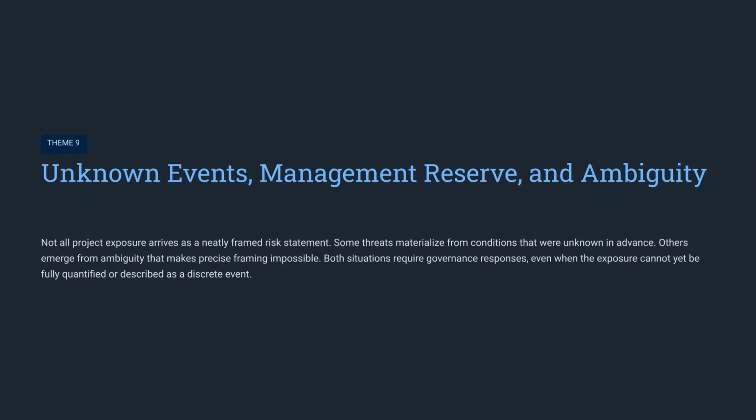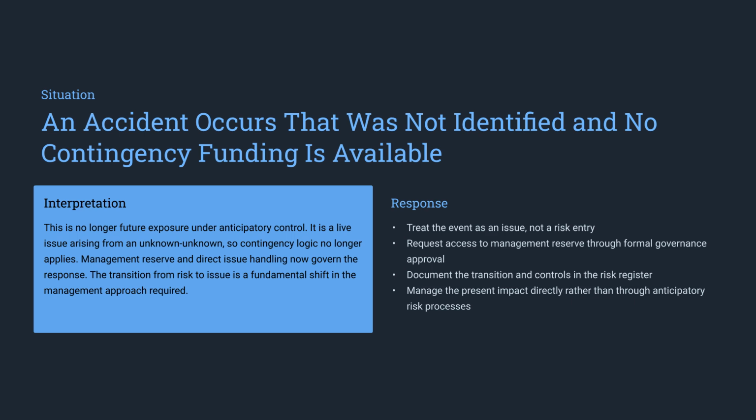Our final theme examines unknown events and ambiguity. Some threats come from conditions unknown in advance. These situations demand governance responses even when the exposure cannot yet be precisely framed. When an unplanned accident occurs with no contingency funding, shift your approach. This is now an issue, not a risk. Request access to management reserves and manage the impact directly.